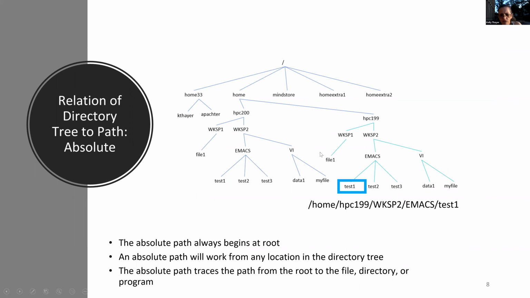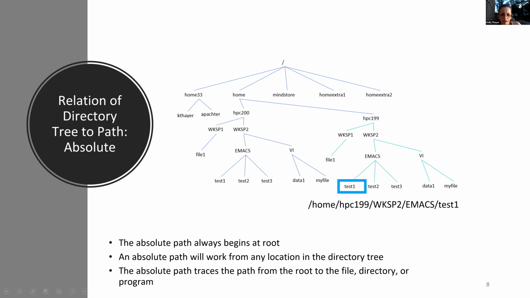So here we have the slash for root, then we go to home, then we proceed to HPC 199. This is some user on the cluster. Then we have workspace 2, WKSP2. So that would move us down to this directory. Then we need to go to Emacs, and then we would have test1. So this is the complete name of that. The absolute path always begins at root, so we'll have the slash, which we notice is the slash right here, which, as we've just mentioned, is distinct from all these other slashes.